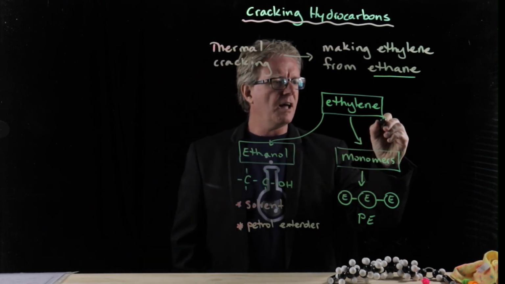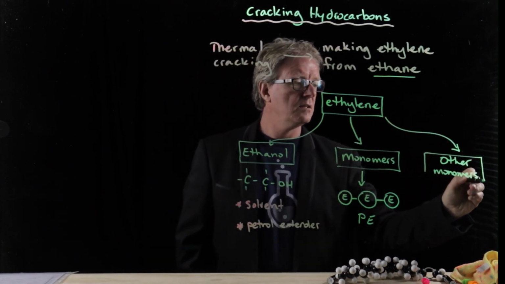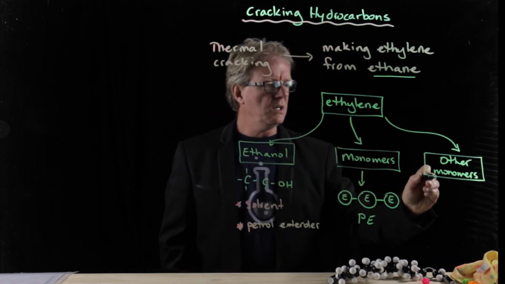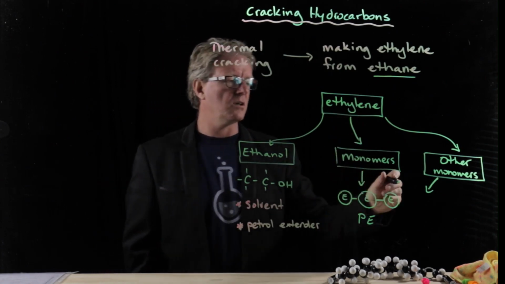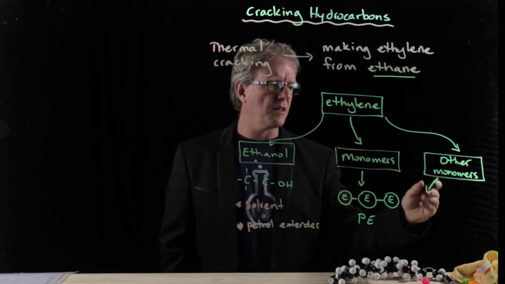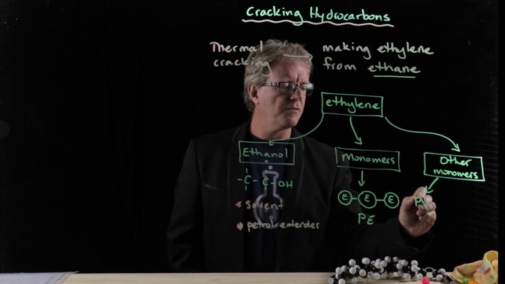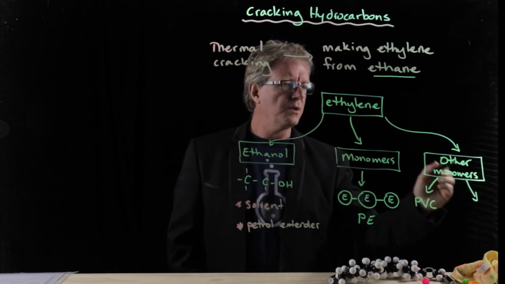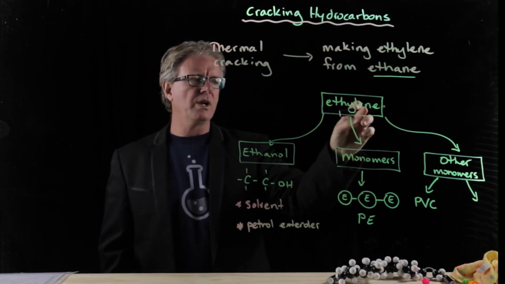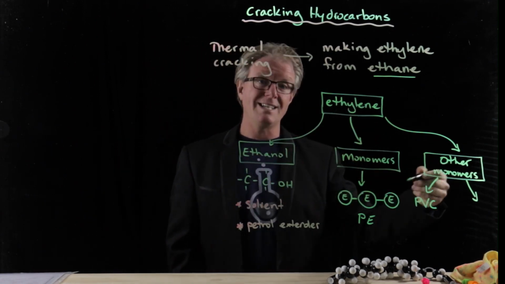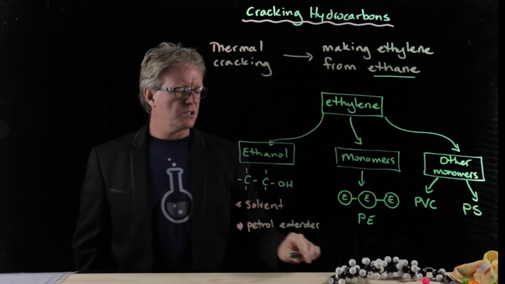Of course, we have other types of monomers, which we have to modify. We're going to change ethylene slightly by adding a group to it. If we add a chlorine to it, we're going to make another type of molecule that will allow us to make polyvinyl chloride. And then if we add a ring structure to ethylene, which we're going to look at later, we make another monomer, which is going to allow us to make polystyrene.